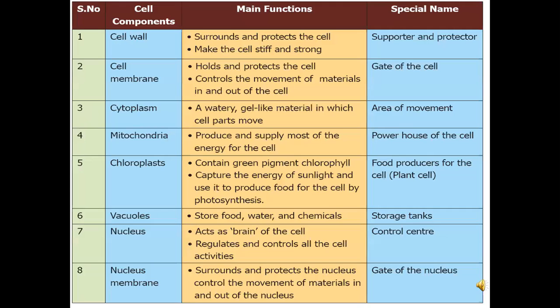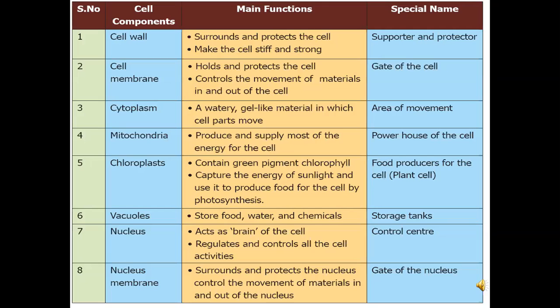The last one, cell components and their functions. There are 8 components. Cell components are given here. First one, cell wall. The main function of the cell wall is to surround and protect the cell, and make the cell stiff and strong. The special name of the cell wall is supporter and protector.